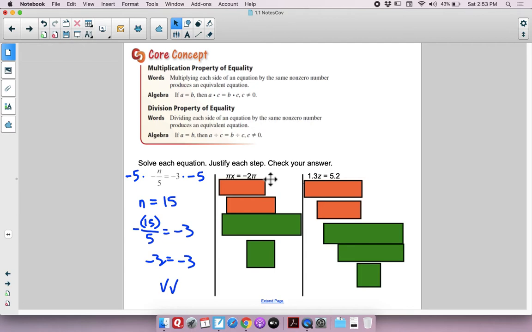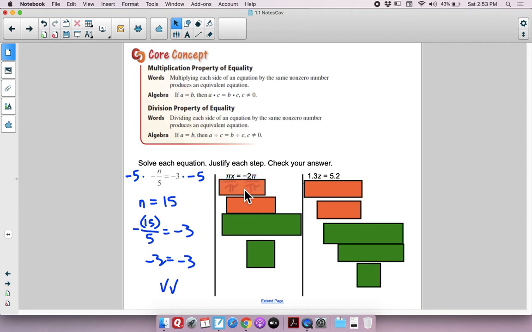Because it's got a pi there, and there's no number. But remember, pi is just a ratio. We don't know exactly what it is. It's what we call an irrational number because it does not repeat in a pattern, and it doesn't terminate. It's 3.14159, et cetera. But we can still divide both sides by it. We can divide both sides by pi.